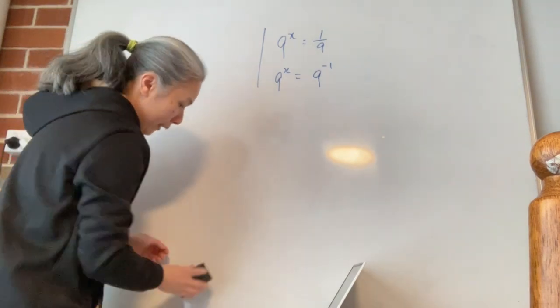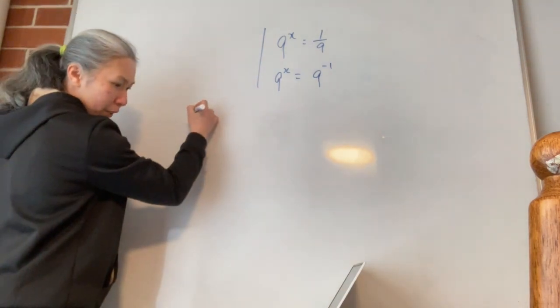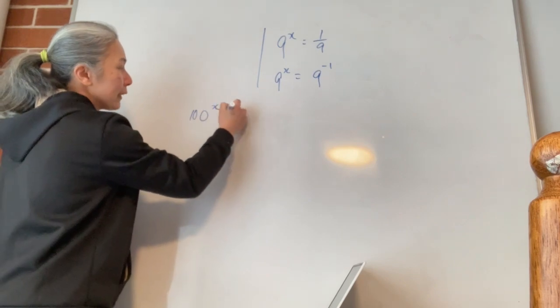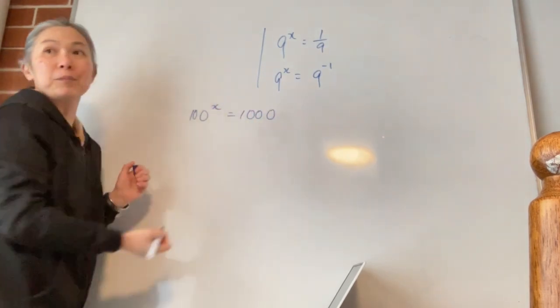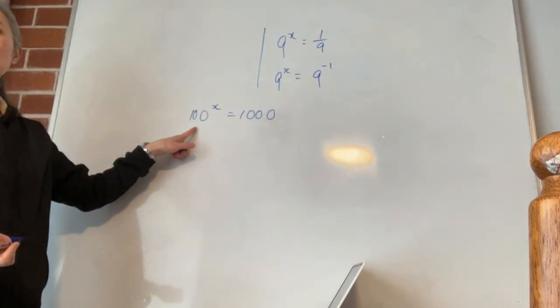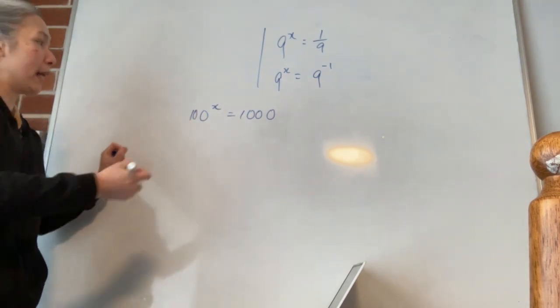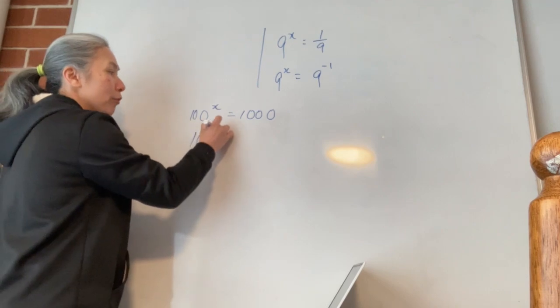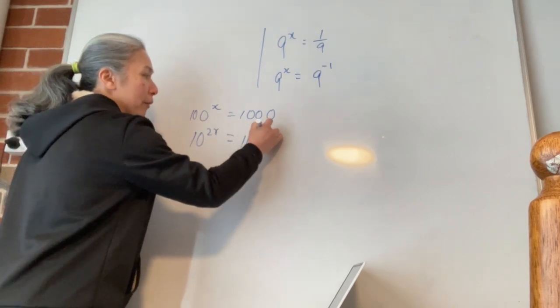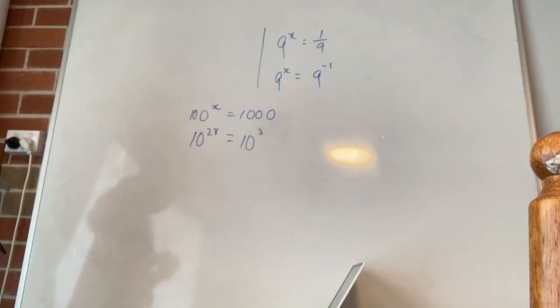So you are having 10 to the power of something, you can write it as 100 to the power of x equal to 1000. And 100 and 1000, you cannot write 1000 as a 100. So an easy way is 10 to the power of 2x equal to 10 to the power of 3. Then you can compare the 2x with the 3.